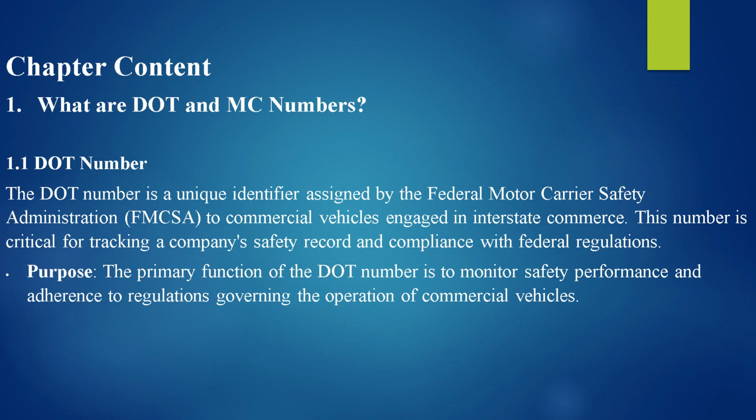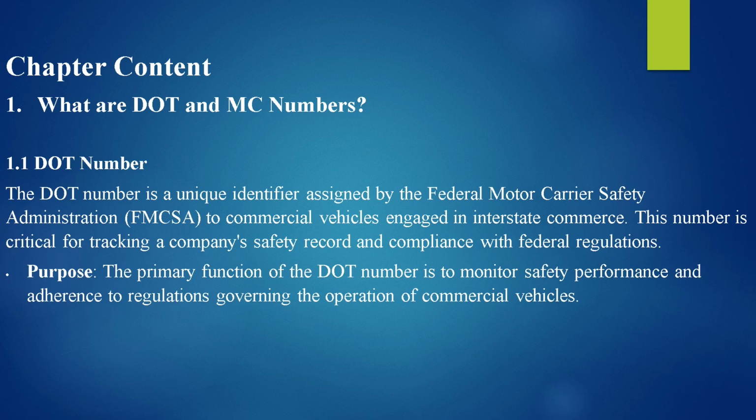All right, starting with the chapter content, this is going to be what are DOT and MC numbers. A DOT number is a unique identifier assigned by the Federal Motor Carrier Safety Administration, we all know it as the FMCSA, to commercial vehicles engaged in interstate commerce. This number is critical for tracking a company's safety record and compliance with federal regulations.